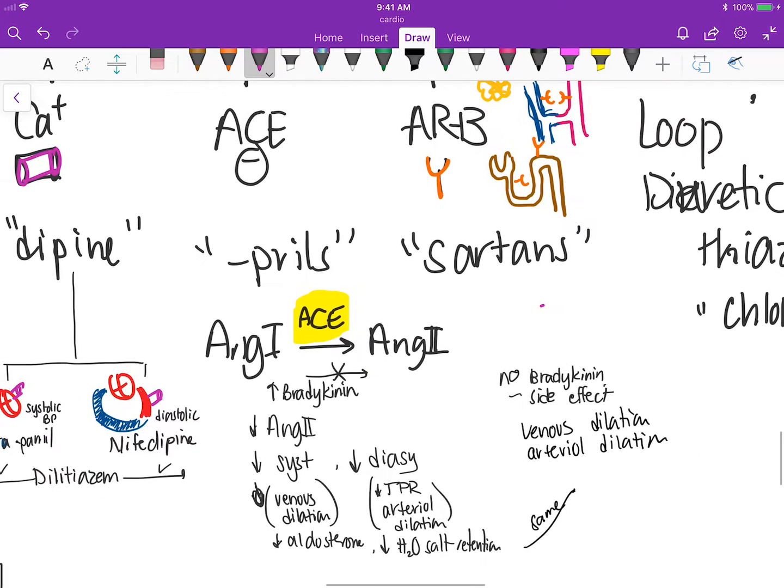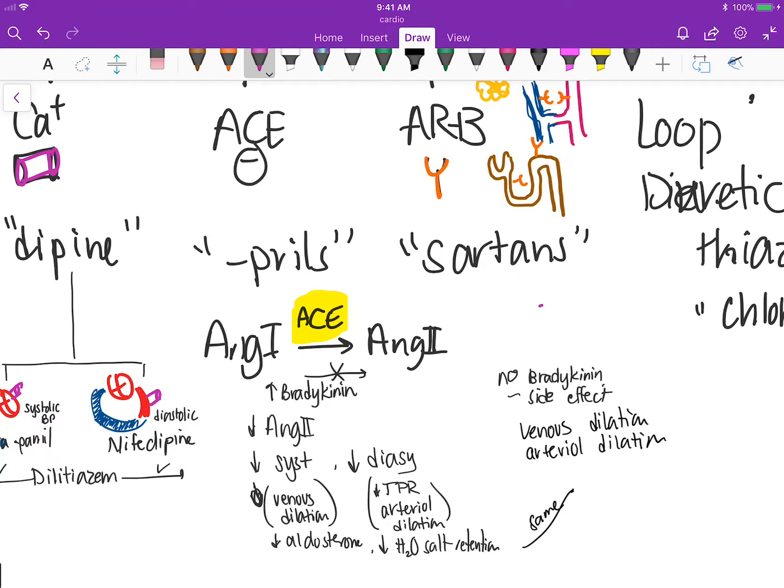So angiotensin receptor blockers basically have the same effect. You decrease angiotensin's effects. Either you prevent angiotensin from being formed, or you prevent angiotensin from doing its job. So as a result, you have a decrease in systolic, diastolic.